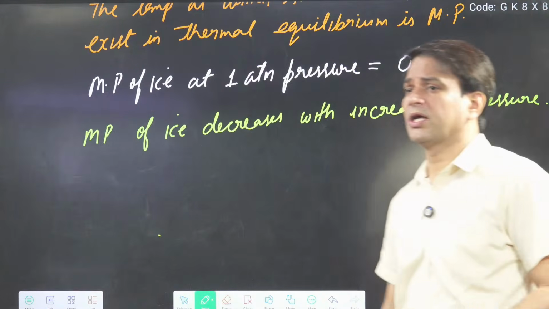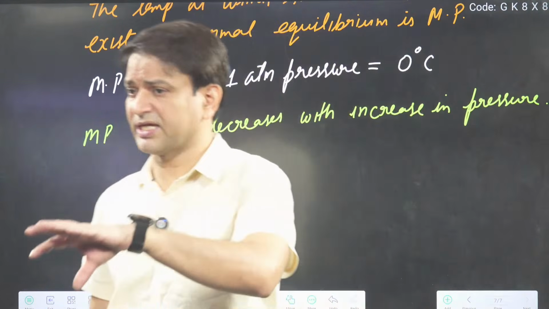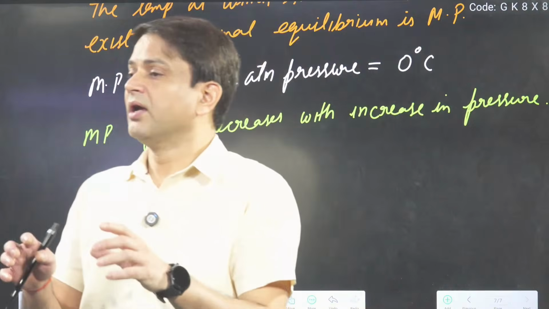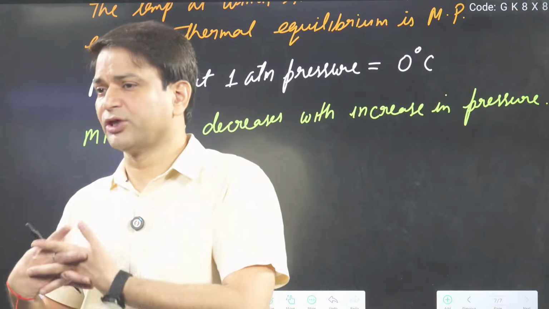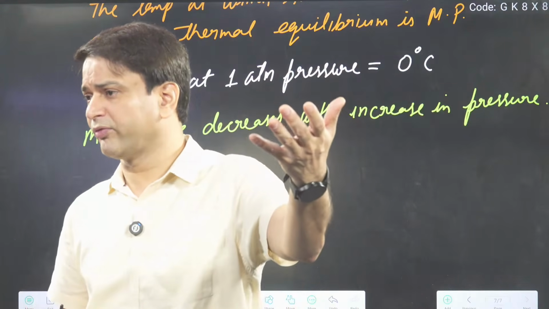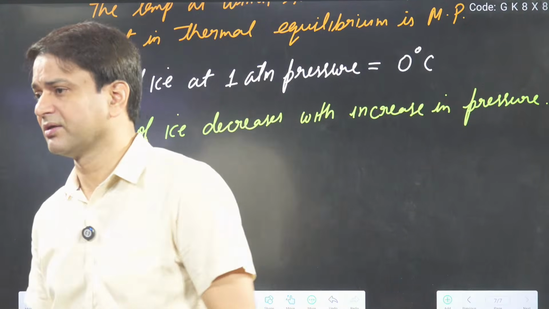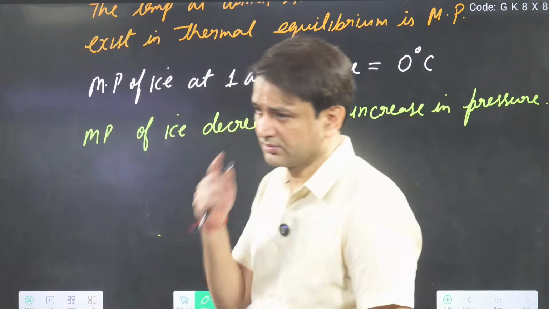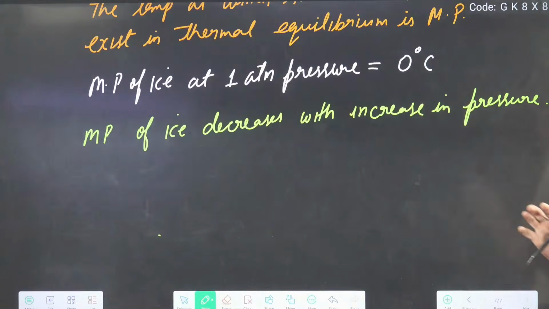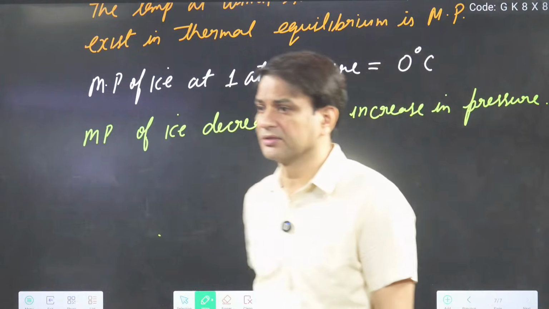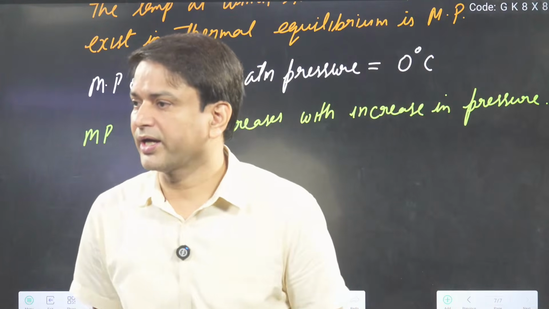So we can say what? Melting point depends upon the substance and the pressure also. Why? For ice, melting point is 0 degree C. For other substances, melting point will be different. So melting point depends upon the substance and the pressure. Okay.